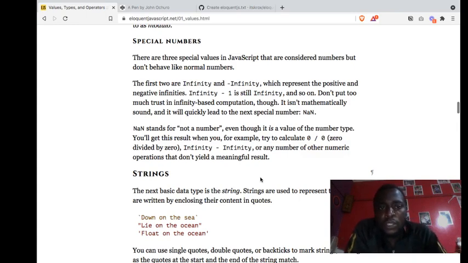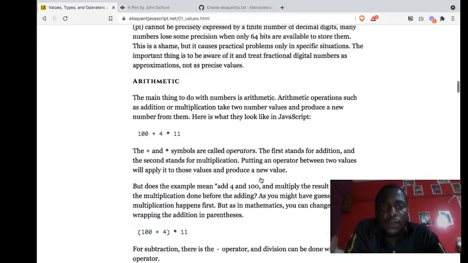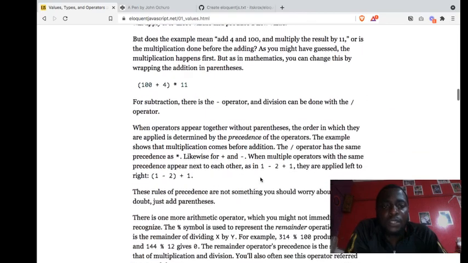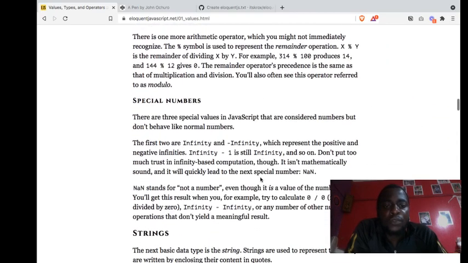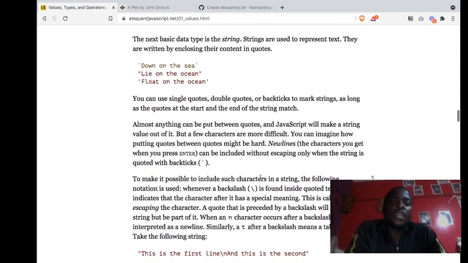So now we've looked at numbers and operators, and now we're moving on to strings. The next basic data type is the string. Strings are used to represent text. They are written by enclosing their content in quotes.